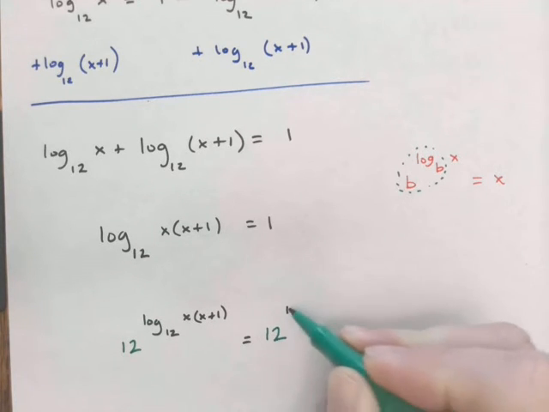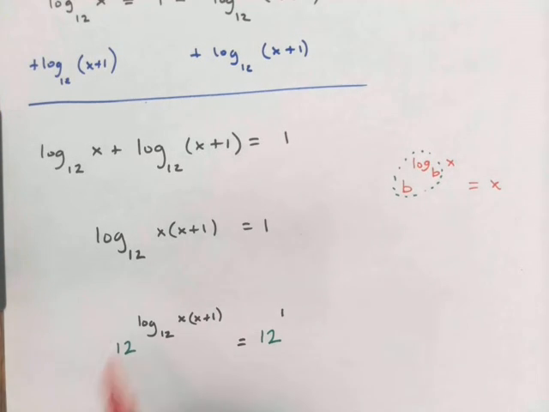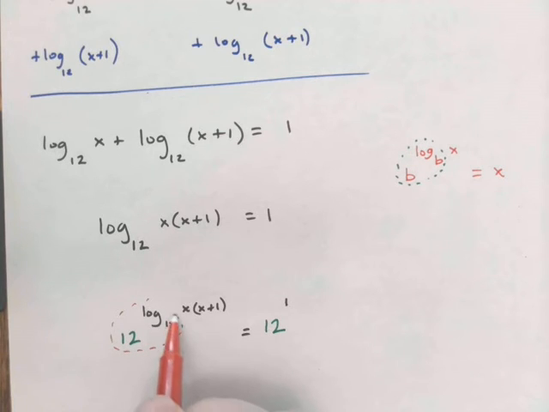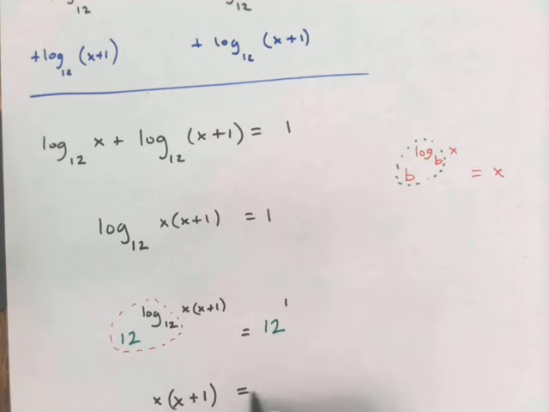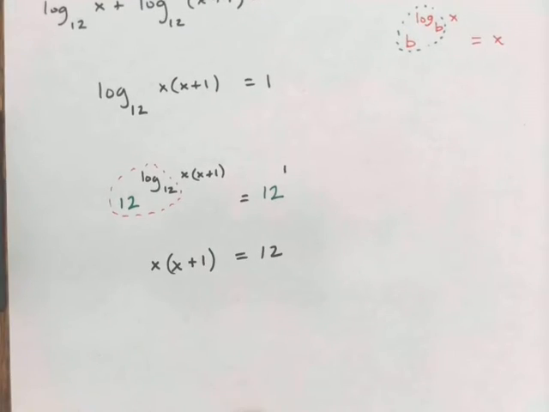The right side is going to be 12 to the first power. The left side is going to be 12 raised to the log base 12 of x times x plus 1 power. And then using this property over here on the left side, the base of our exponent is 12, the base of our log is 12. Those cancel out, and we just end up with an x times an x plus 1 on the left side, and 12 to the first power, just 12 over on the right side. Now I have something that doesn't have logs in it. Then I should go through and solve.